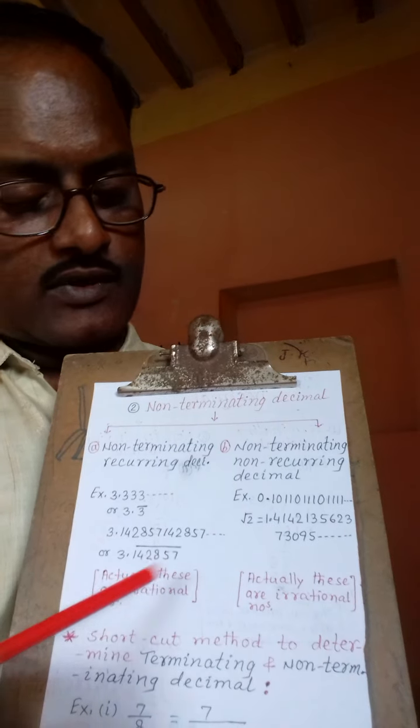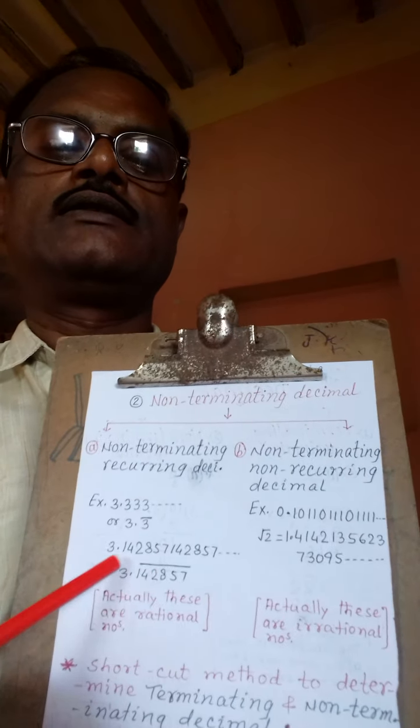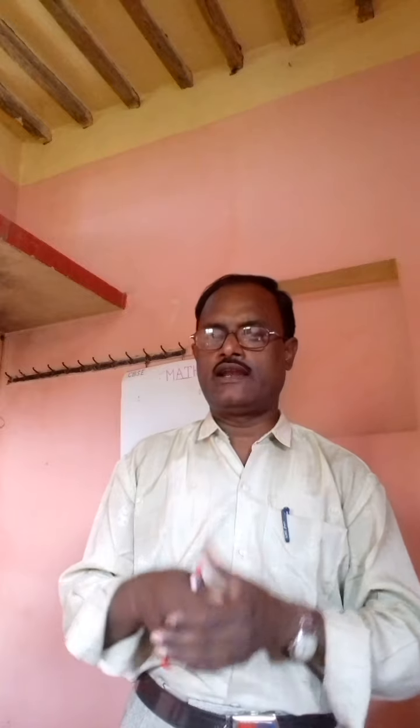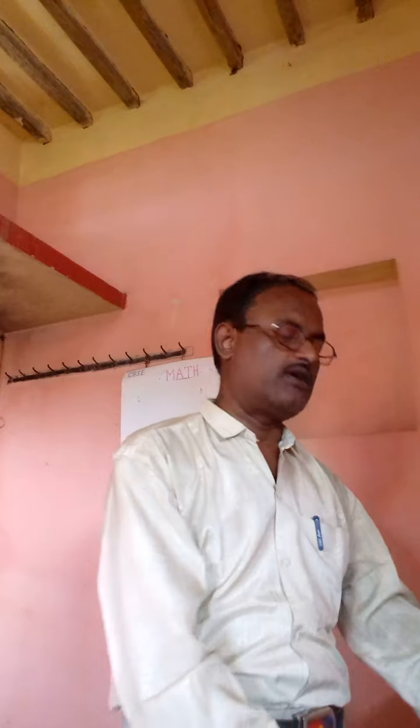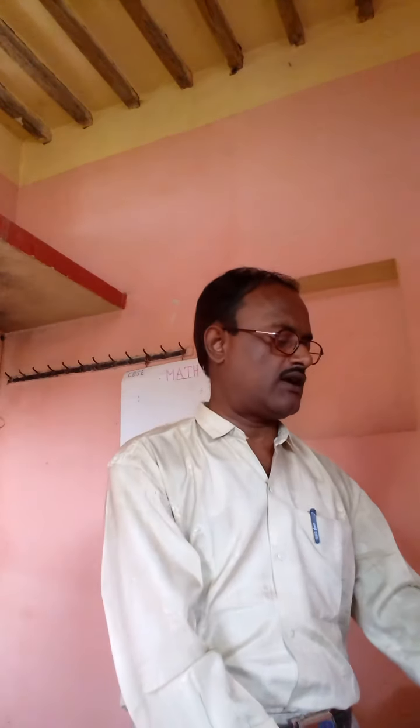We are watching there are two types of matter in both cases. In the first case, a single digit or a group of digits repeats, but on the other hand, neither a single digit nor a group of digits repeats. And so, if in a non-terminating decimal neither a single digit nor a group of digits repeats, then it is called non-terminating, non-recurring decimal.